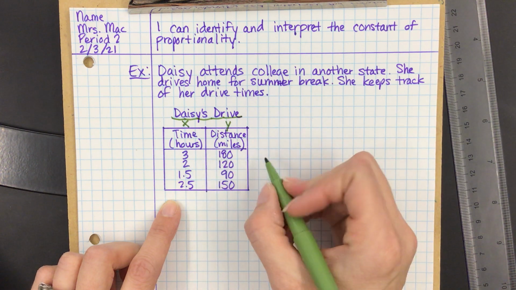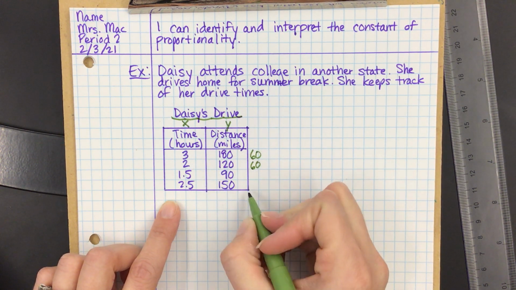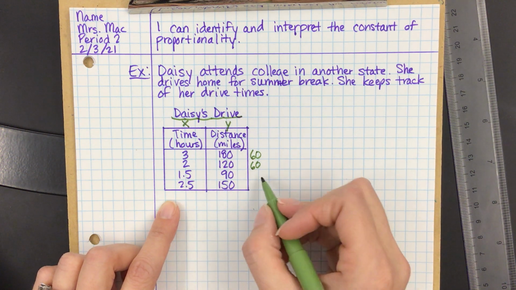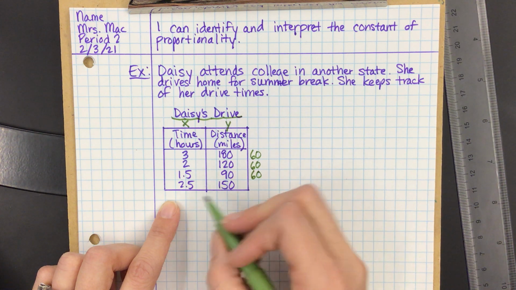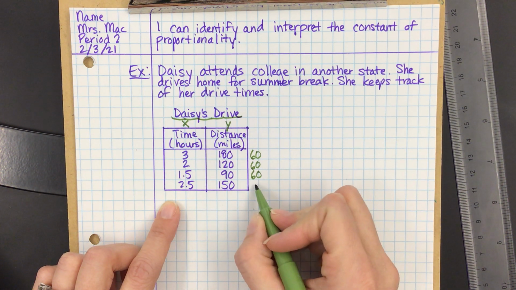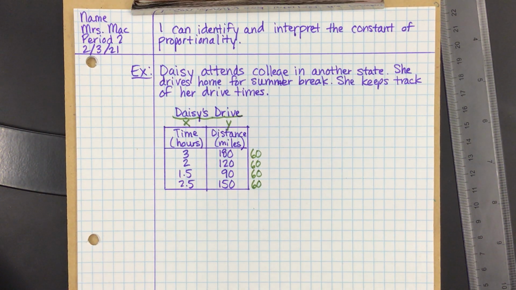So 180 divided by 3 is 60. 120 divided by 2 is 60. 90 divided by 1.5 is also 60. And 150 divided by 2.5 is 60. So once we go through and divide all those, we say, yeah, that's proportional, because the ratios were all the same, just like Ayan said.